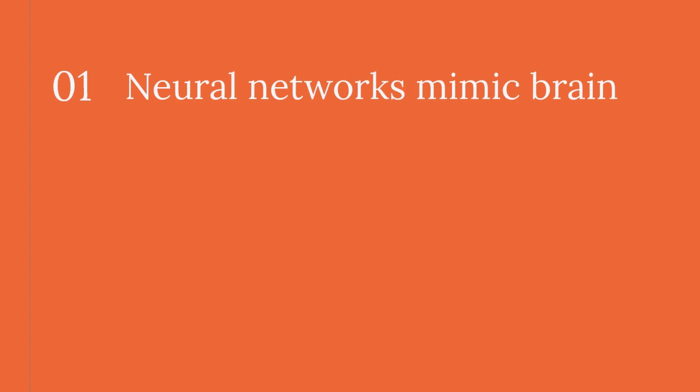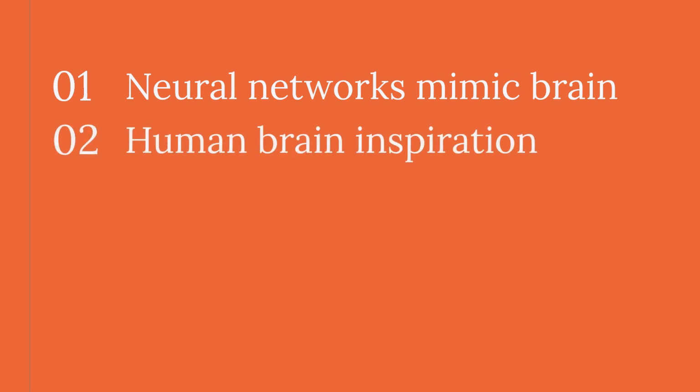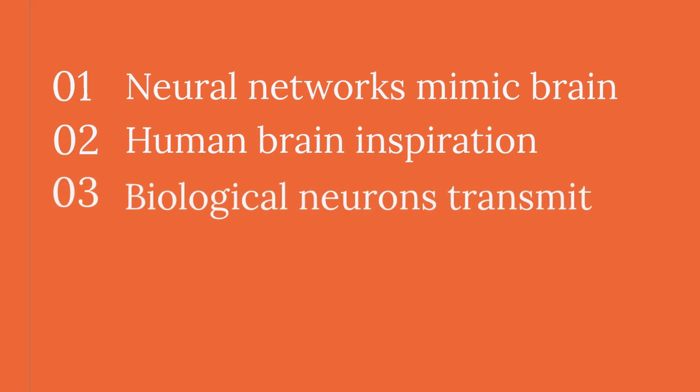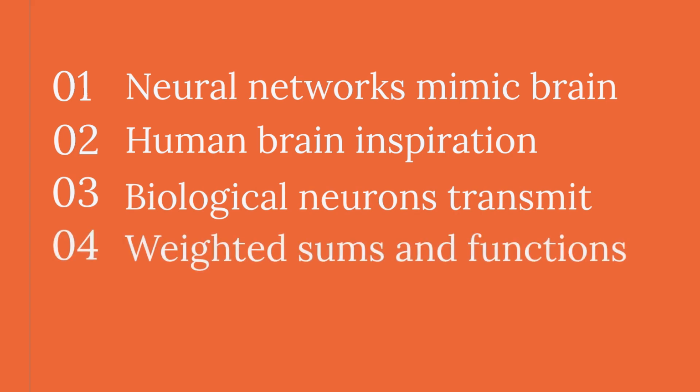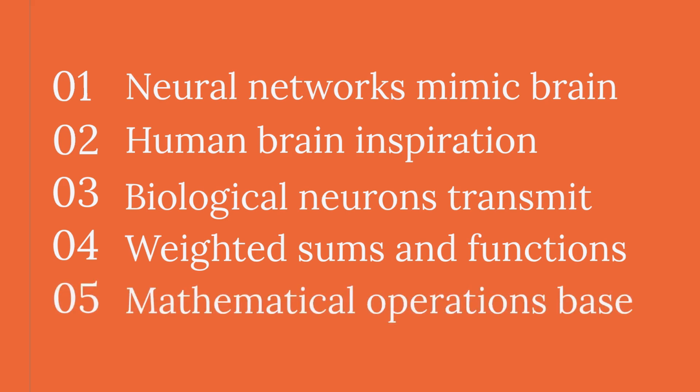Neural networks draw inspiration from the human brain. They mimic how biological neurons transmit signals. Artificial neurons perform weighted sums followed by activation functions. This mathematical abstraction makes them computationally efficient. Despite the inspiration, they are grounded in mathematical operations.